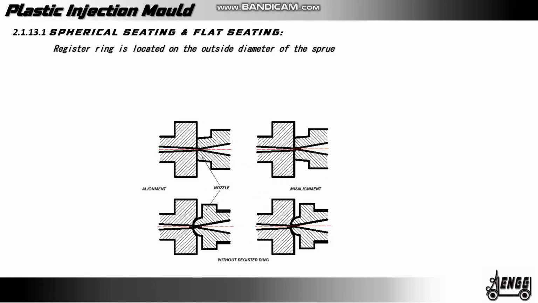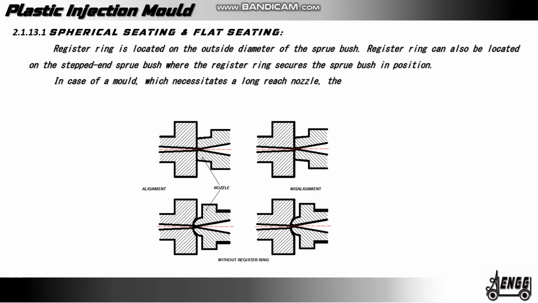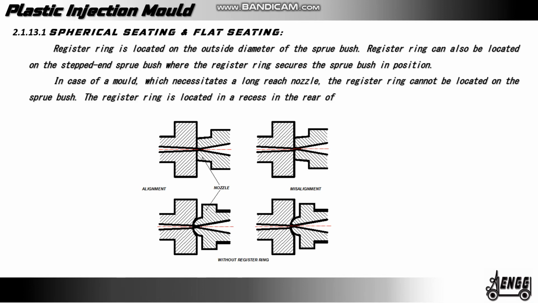The register ring is located on the outside diameter of the sprue bush. The register ring can also be located on the stepped end sprue bush, where the register ring secures the sprue bush in position. In case of a mold which necessitates a long reach nozzle, the register ring cannot be located on the sprue bush. The register ring is located in a recess in the rear of the injection holster.